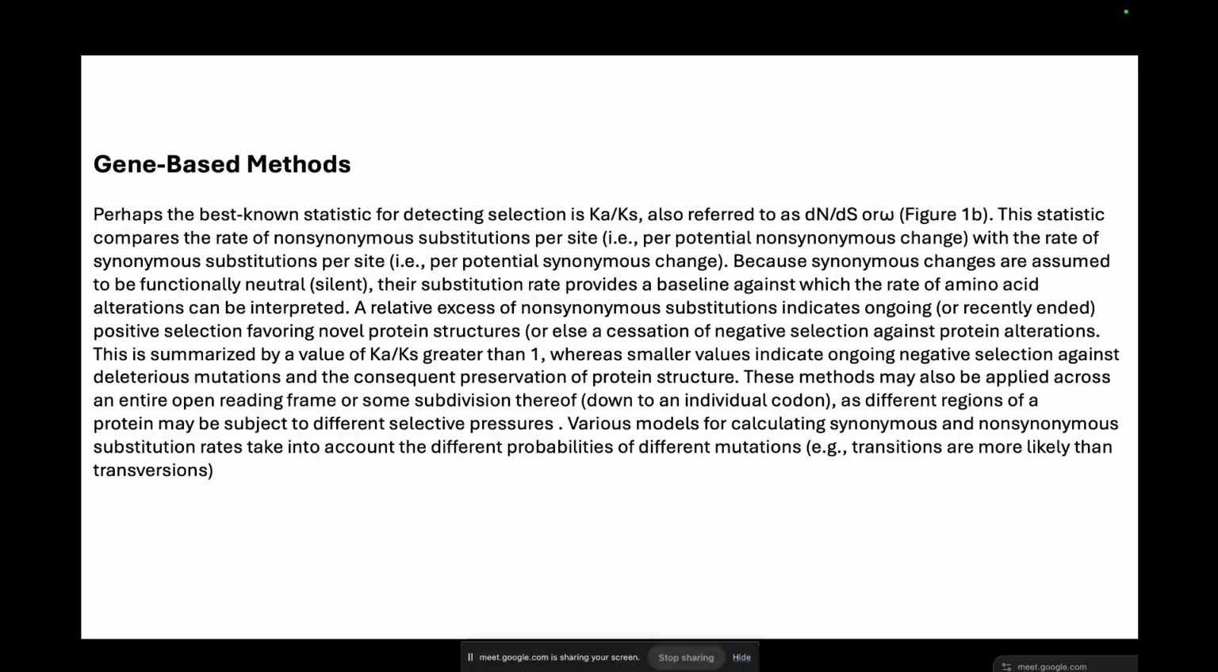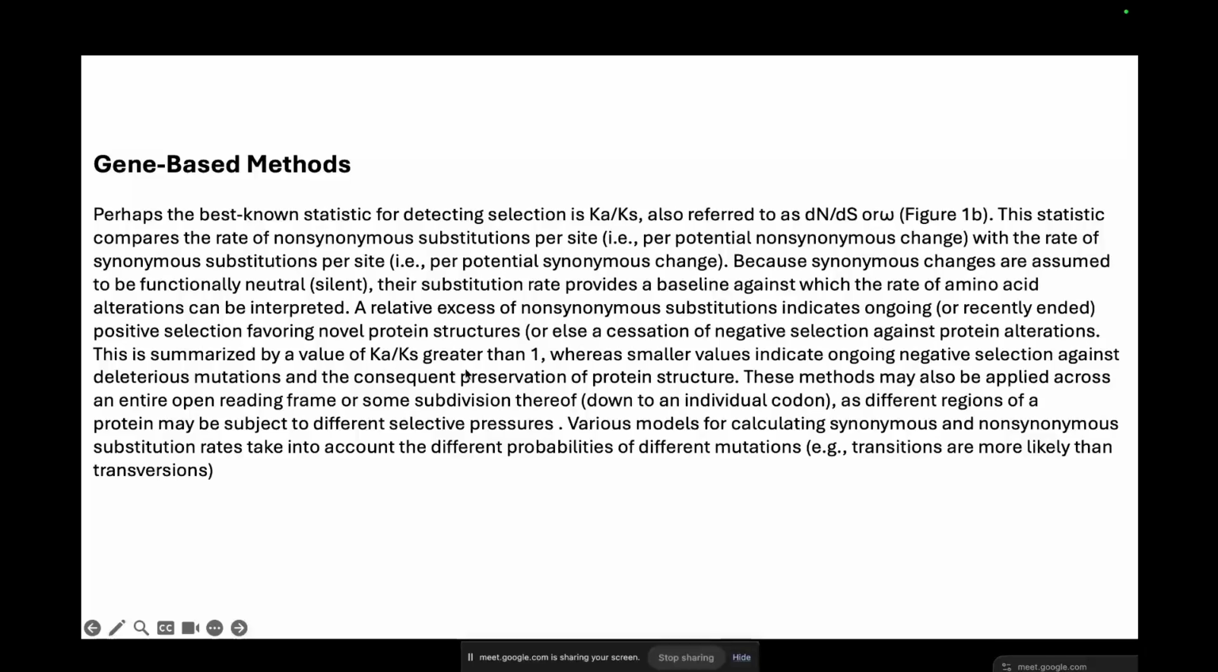So if you find the number of non-synonymous variants in a generation versus the number of synonymous variations, and you find a ratio between them, that will tell you in which direction the evolution is moving. Are you accumulating more non-synonymous variations, or more synonymous variations? So the idea is that a relative excess of non-synonymous substitutions indicates ongoing positive selection, favoring novel protein structures.